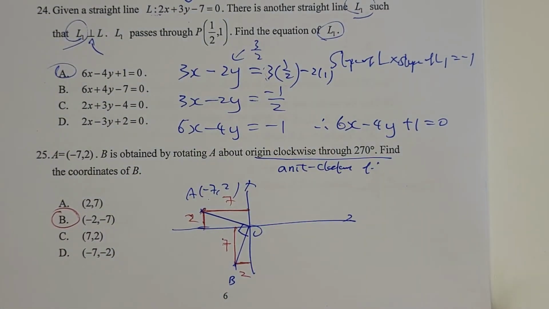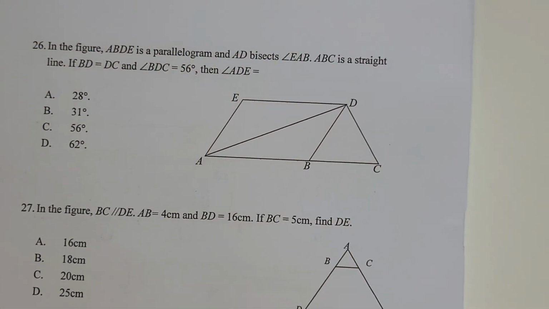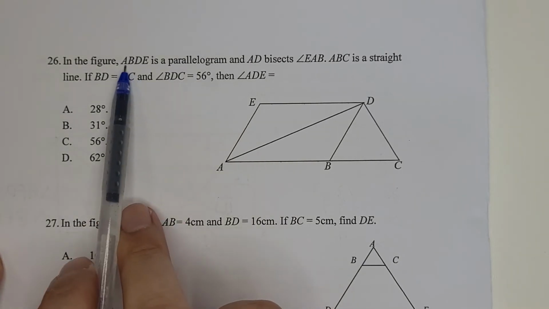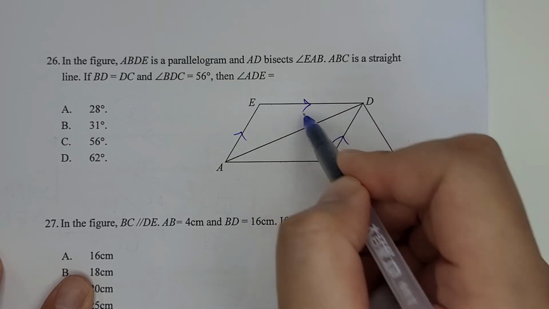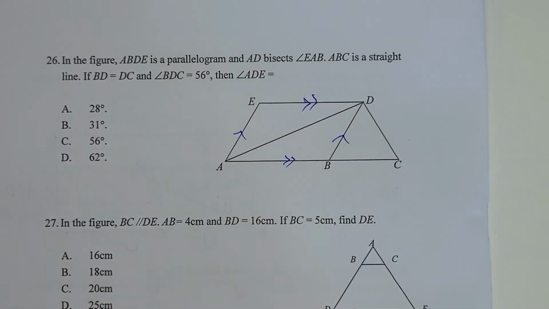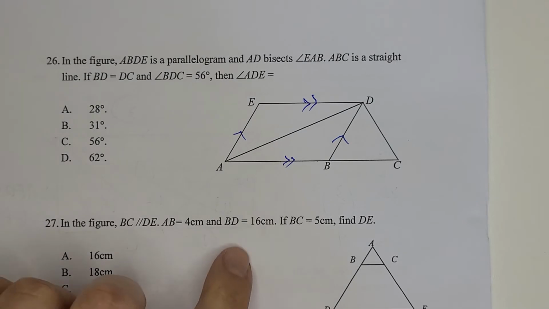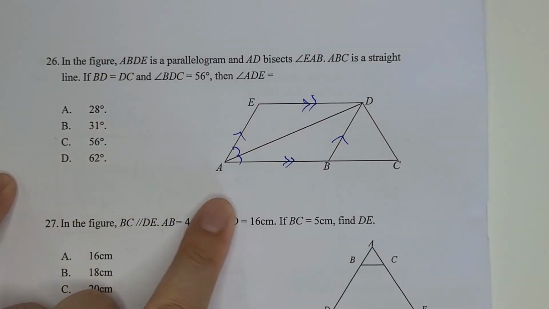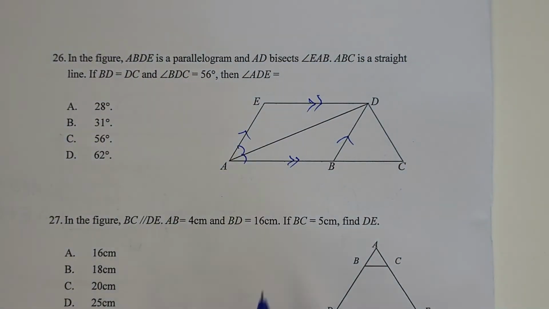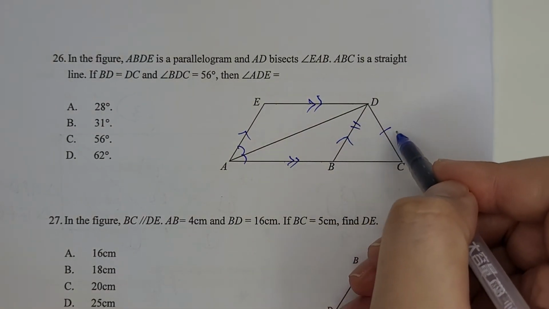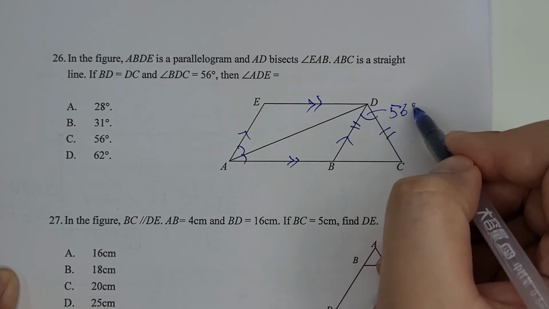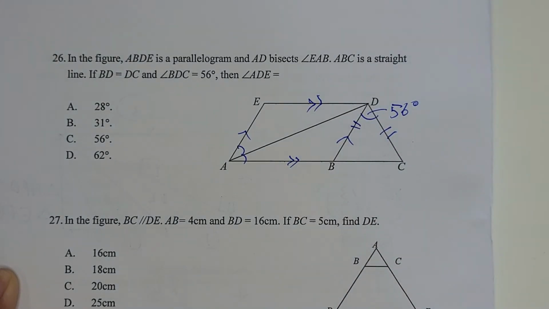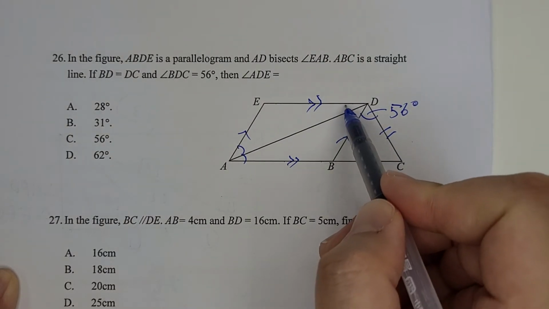And go to question number 26. In the figure, ABDE is a parallelogram. Okay, at the parallel line symbol, AD bisects angle EAB. These two angles are the same. ABC is a straight line, and BD equals DC. This angle BDC is 56 degrees, and I want to find angle ADE, this one.